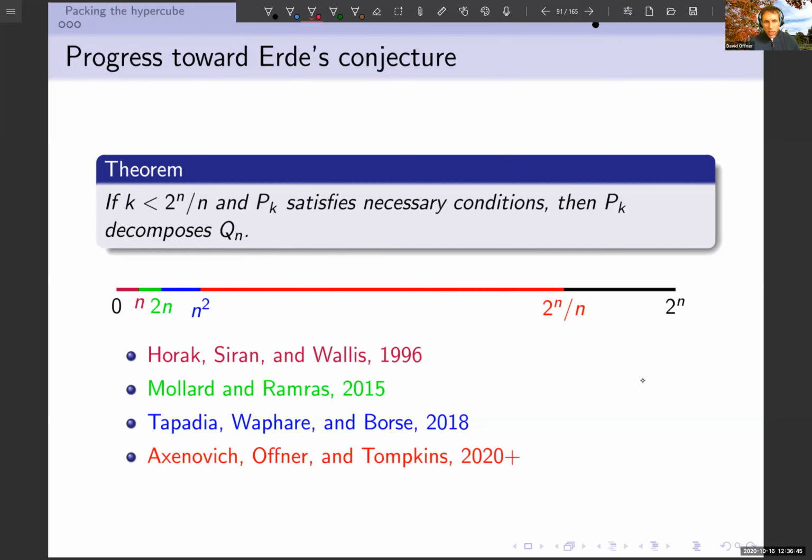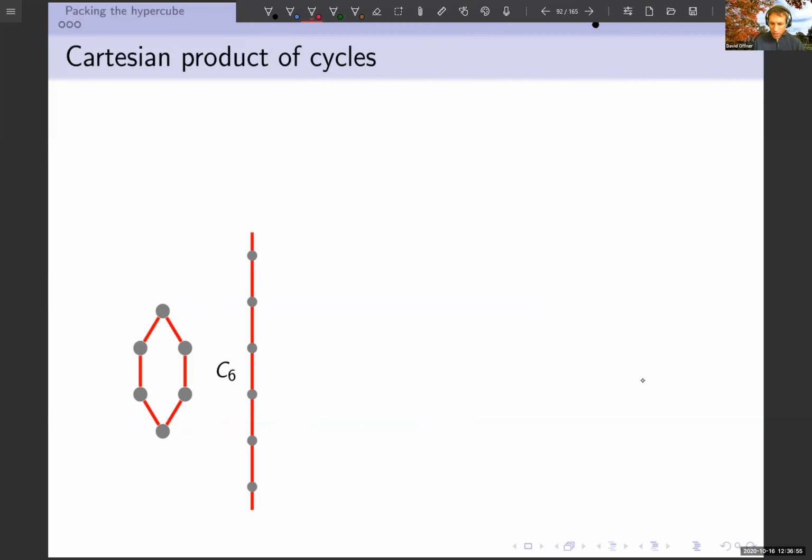Okay, so let me give you some insight into how we decompose hypercubes into cycles that are long relative to their number of vertices. Okay, and the paper got surprisingly technical, but I think I'll describe some of the ingredients, and that'll be about as much as we can do.